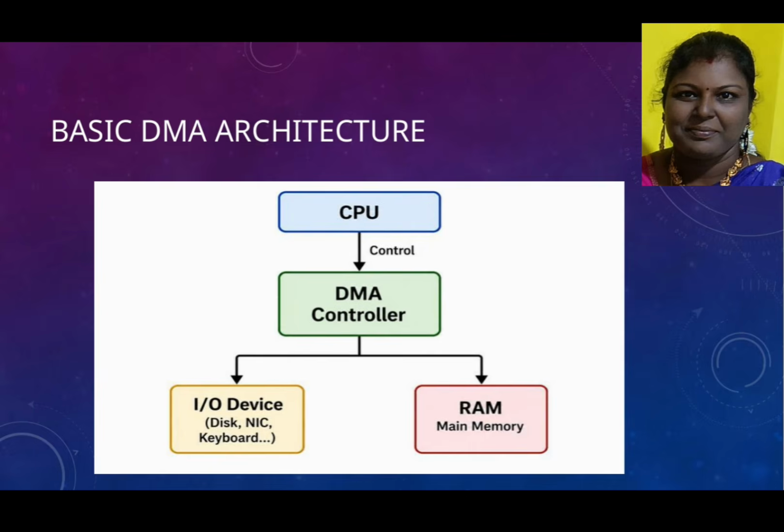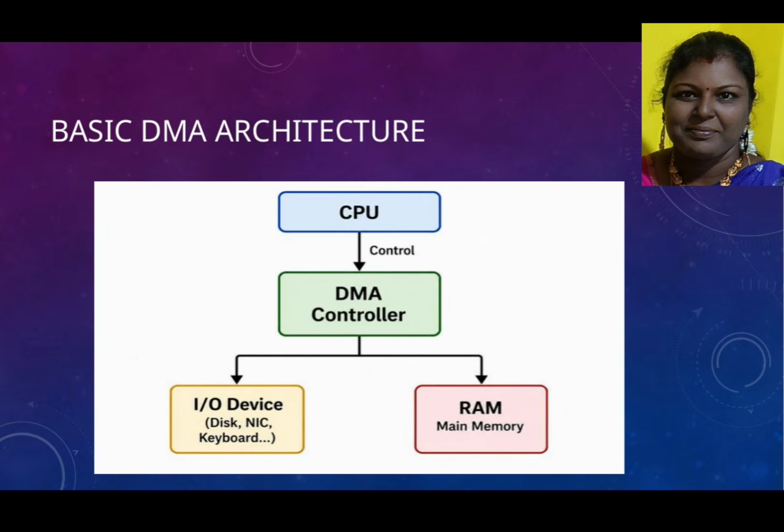This system lets devices transfer data directly to and from memory, bypassing the CPU. That means less work for the processor and faster data movement overall. We'll break down the key components and how they interact to make this possible, setting the stage for a deeper dive into DMA's role in efficient computing.